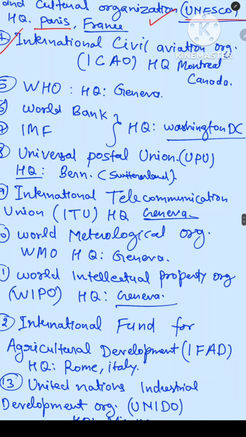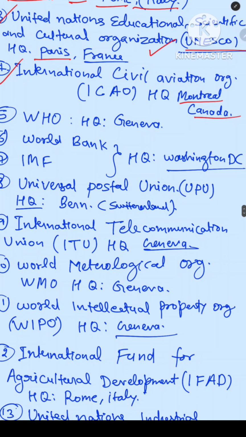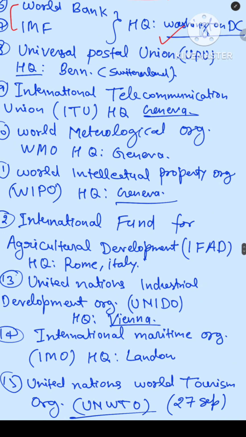The fourth organization is the International Civil Aviation Organization, in short ICAO. Headquarters is in Montreal, Canada. There is one Montreal Protocol as well when we study the environment section. Another important organization is the World Health Organization, in short WHO, headquarters again in Geneva. And two very important organizations, World Bank and IMF, both have their headquarters together in Washington DC, the capital of the United States of America.